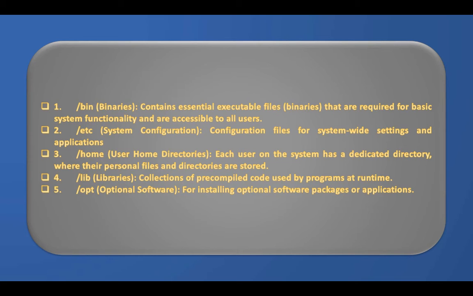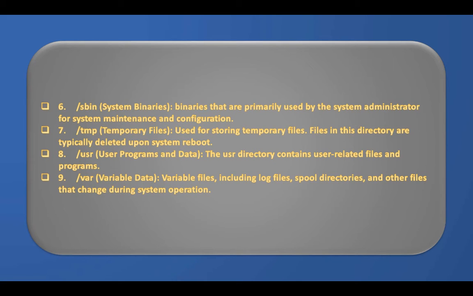Also, lib, the library directories, are collections of pre-compiled code used by programs at runtime. Opt directory is for installing optional software packages or applications. Sbin, system binaries, are binaries that are primarily used by the system administrator for system maintenance and configuration. Tmp is used for storing temporary files. Files in this directory are typically deleted upon system reboot.